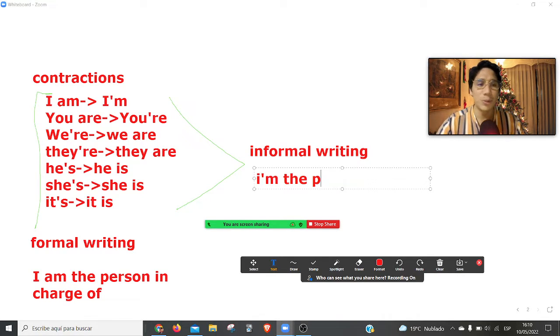Pero cuando hablamos no hay ninguna diferencia, excepto de que las contracciones son un poco más comunes, ya que son más fáciles de pronunciar. Did you understand this part? Yep. ¿Se entendió? You got it all. Great, great.